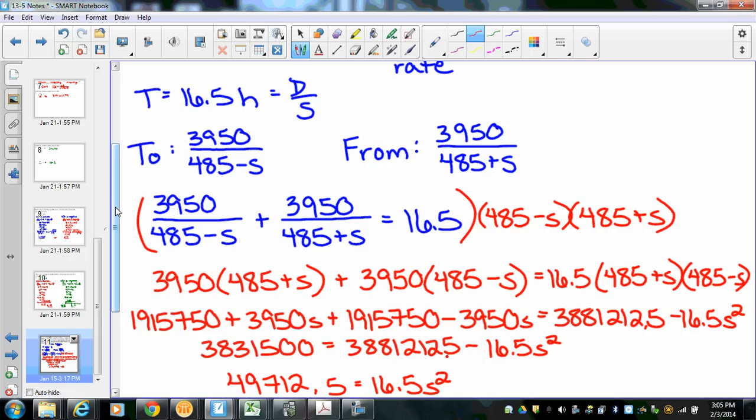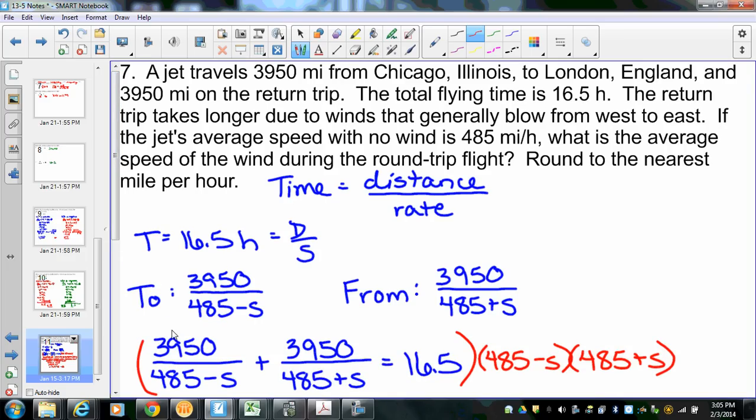So you may be wondering where I came up with 485 minus s. Well, on the way there, it's not going to take us longer because we're going to have the wind going with us. So it's going to be pushing us towards our destination. So you would take your average speed of 485 minus s.